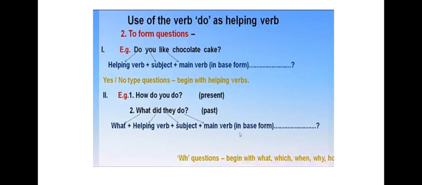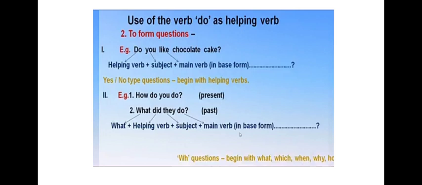For example, how do you do? It is in the present tense. What did they do? It is in the past tense. Don't get confused. Look at the first example and the second example. How do you do is in the present tense, and what did they do is in the past tense. Here also, what and how are question words, and do you do, did they do. Can you see? There are two verbs each. Did and do are also two verbs.